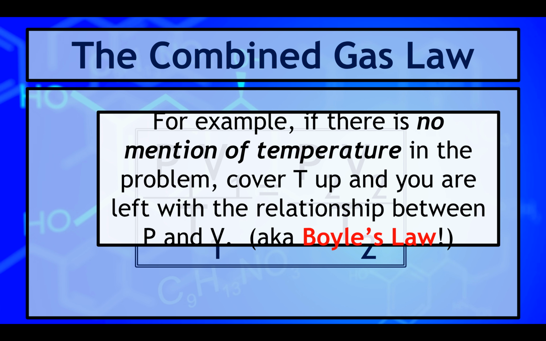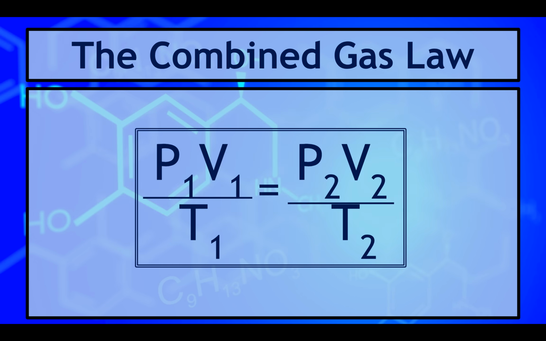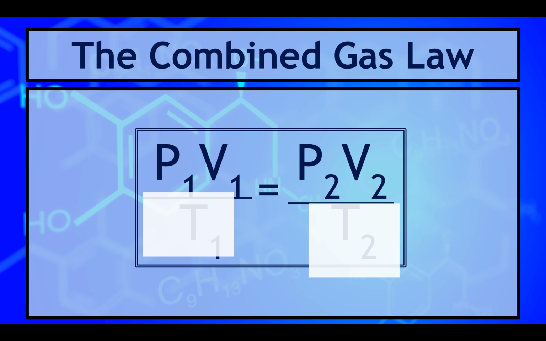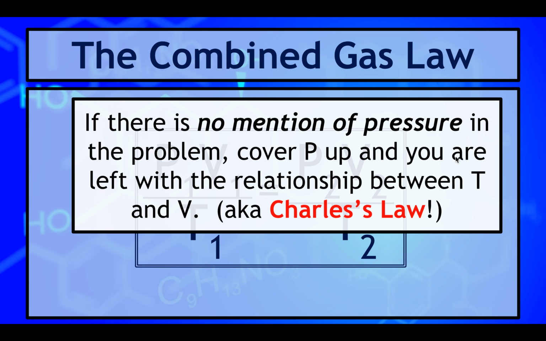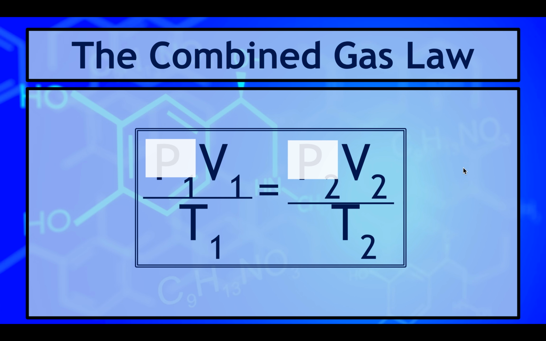For example, if there's no mention of temperature in a problem, you can cover the T up and you're left with the relationship between pressure and volume, which is known as Boyle's law. You can put your thumb right over it, and you've got Boyle's law, and those are the factors you're going to need. If there's no mention of pressure in a problem, cover the P up, and you're left with the relationship between temperature and volume, which is also known as Charles' law. There you have Charles' law.